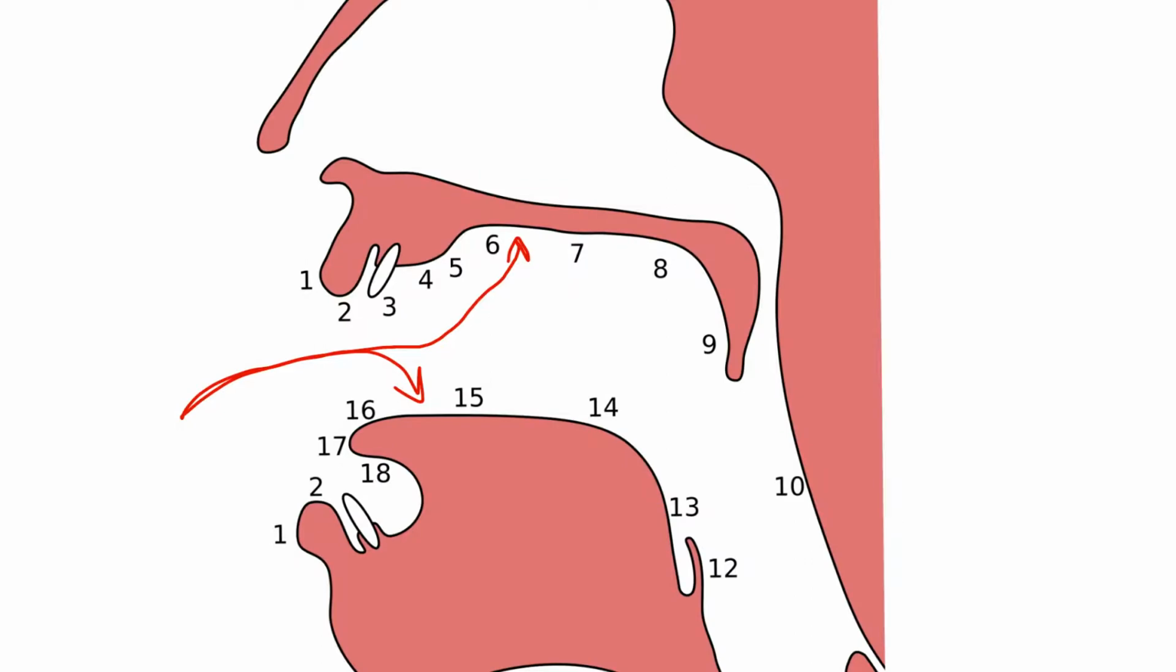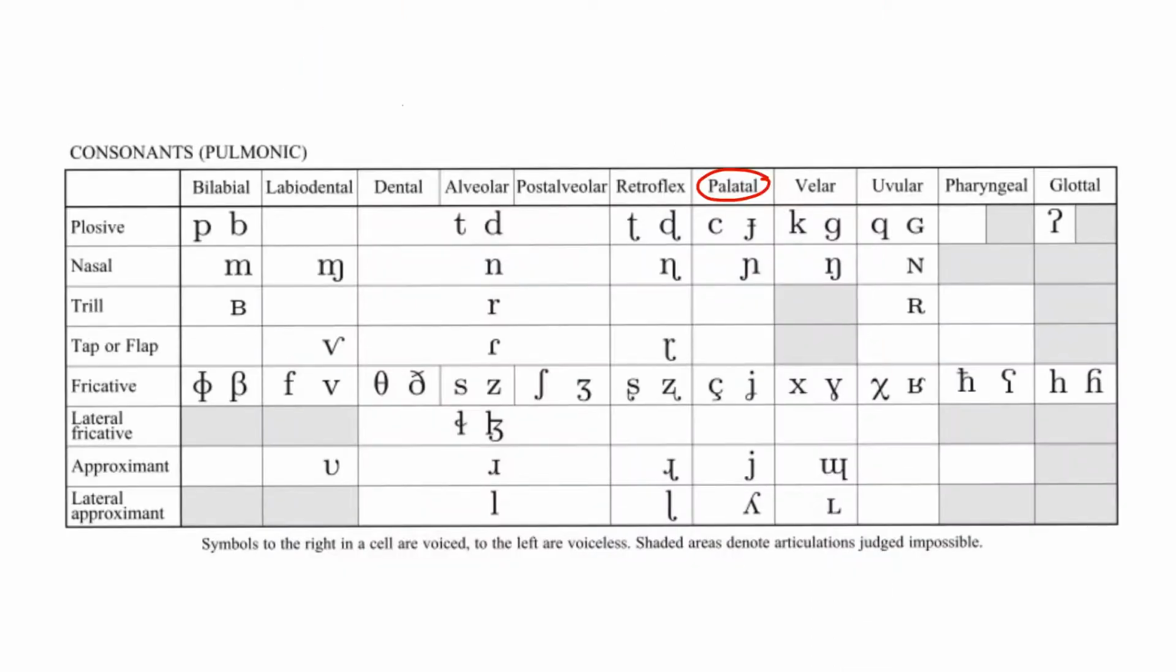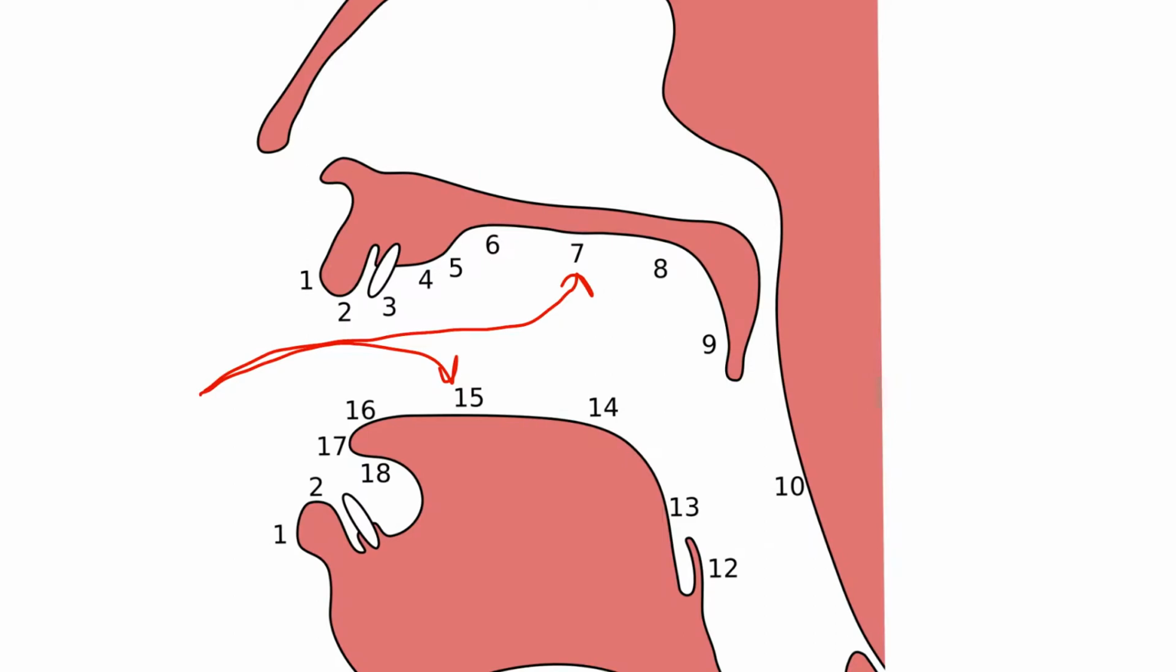Retroflex consonants are where the tongue is flat, concave, or possibly curled, and is articulated between the alveolar ridge and the hard palate, which is the middle part of the roof of your mouth. Palatal consonants are articulated with the body of the tongue raised against the hard palate.